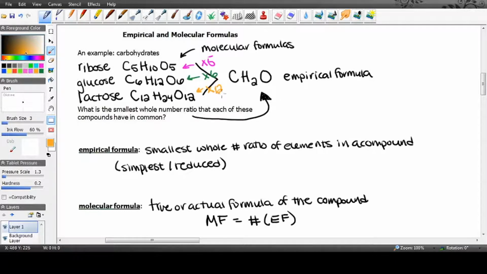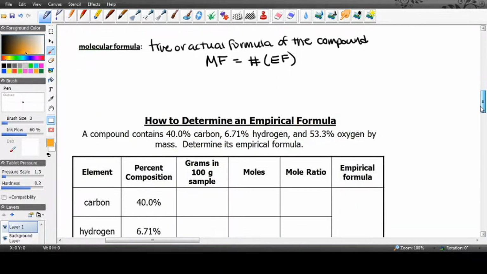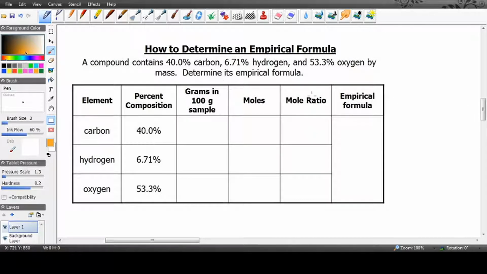So let's pretend that we are explorers or astronauts and we bring back from our mission a sample of an unknown compound. Now, we can take that compound and we can run it through a laboratory procedure to determine its percent composition. And in this particular example, we determined that the compound was 40% carbon, 6.71% hydrogen, and 53.3% oxygen. What we want to do is work backwards from these percentages to figure out the formula of the compound. It's a really simple, easy, and I think kind of fun calculation to do.